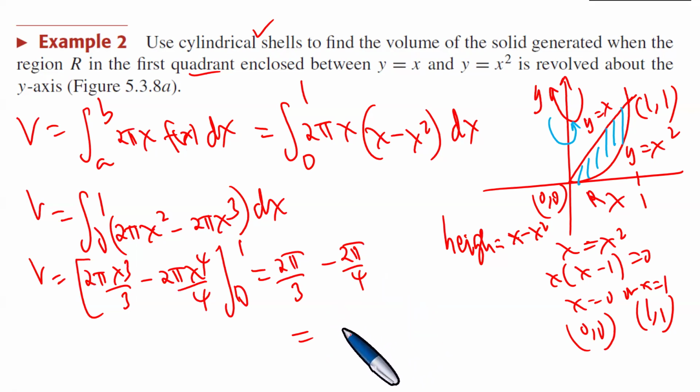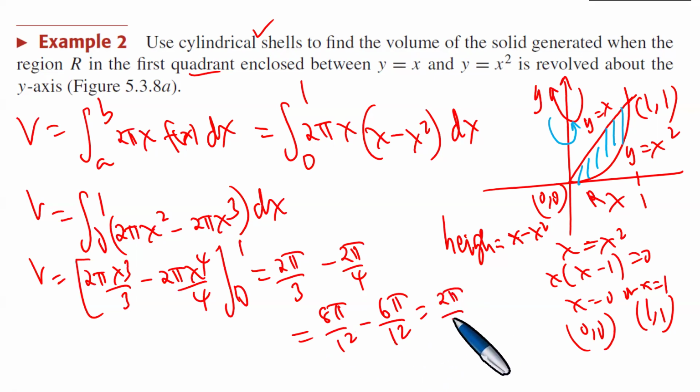Right, if you do the addition, then you can make everything out of 12, multiply by 4, getting 8 pi out of 12, getting 6 pi out of 12, multiply by 3, and therefore 8 pi minus 6 pi is 2 pi out of 12, and 2 pi out of 12 is equal to what? It's exactly pi out of 6 units cubed.